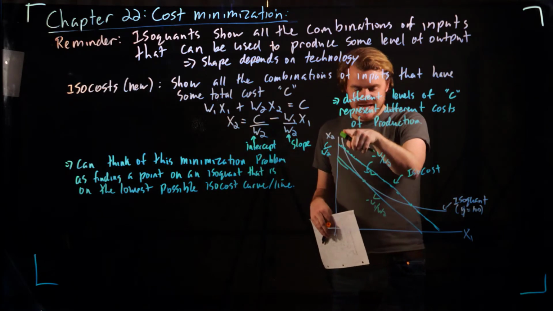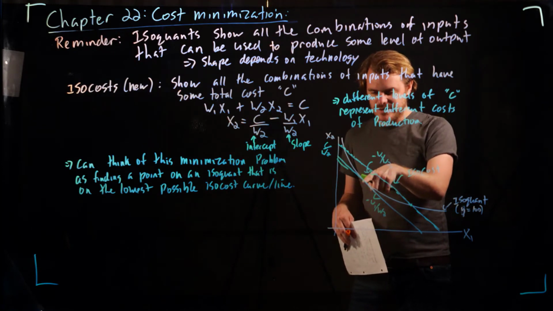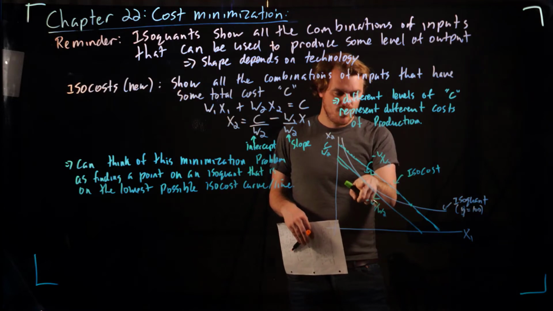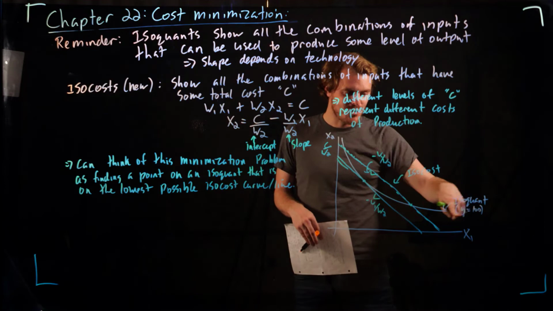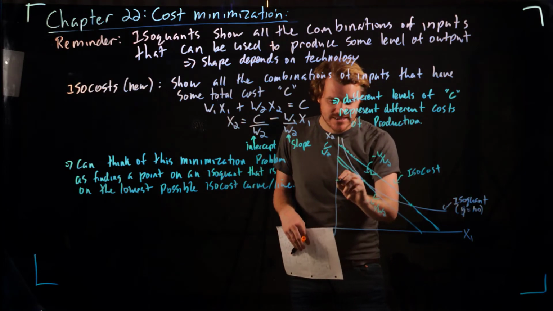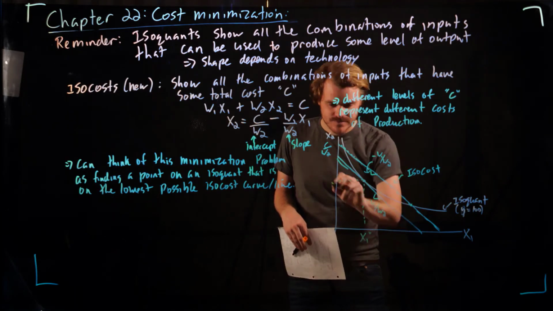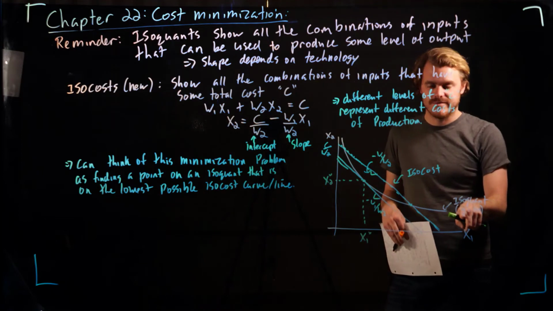If we have these nice smooth isoquant lines, and a nice interior solution, then we get to this point here, where there's a tangency between the isoquant and the isocost. That tells us the optimal level of inputs that minimize the cost of producing this many units of output.